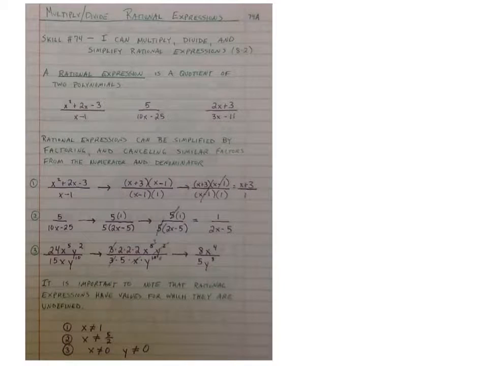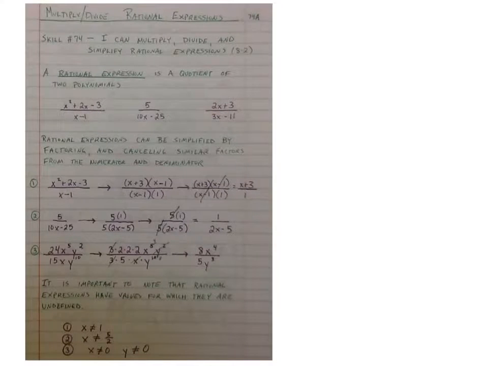Alright, we'll begin our notes on page 74A and we'll title it Multiplying, Dividing Rational Expressions. So a rational expression is a quotient of two polynomials, and I've given three examples here for us to take a look at. The first, we have a quadratic trinomial divided by a linear binomial. The second rational expression, what we have is a constant divided by a linear binomial, and then in the third one we have two linear binomials being divided by one another.